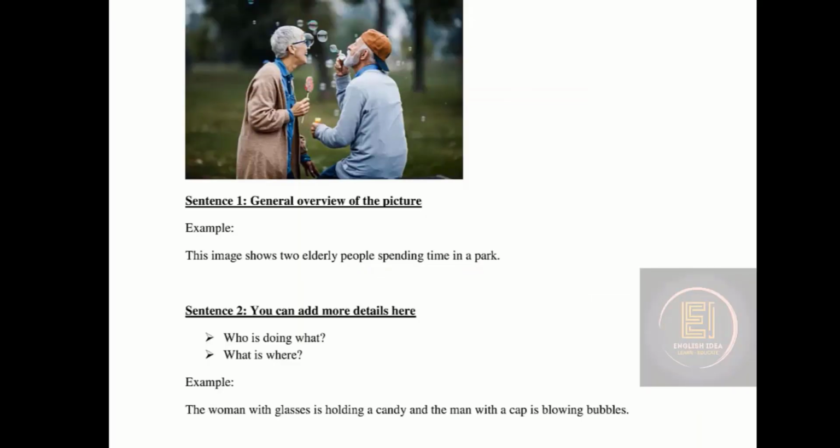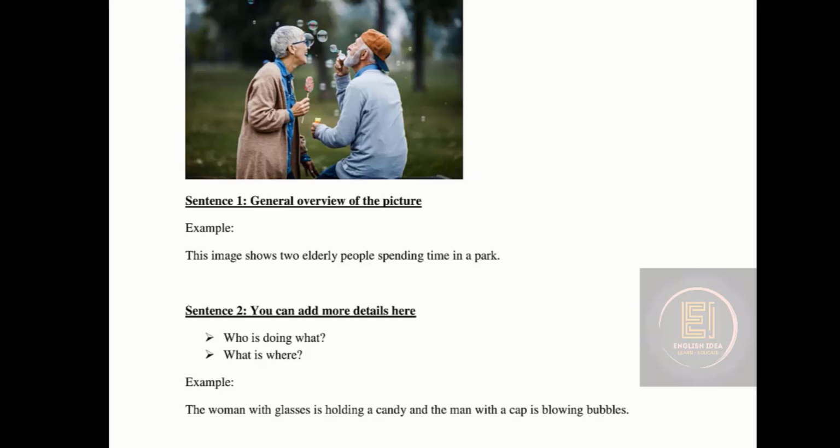Sentence 1, which should be the general overview of the picture. For this image, the first sentence will be, this image shows 2 elderly people spending time in a park. In sentence number 2, you should add who is doing what or what is where, and many other details about the image. And for this image, the second sentence will be, the woman with glasses is holding a candy and the man with a cap is blowing bubbles.